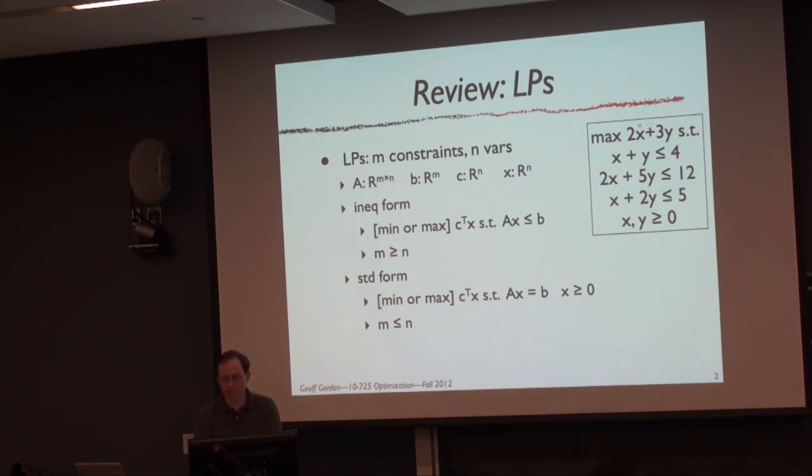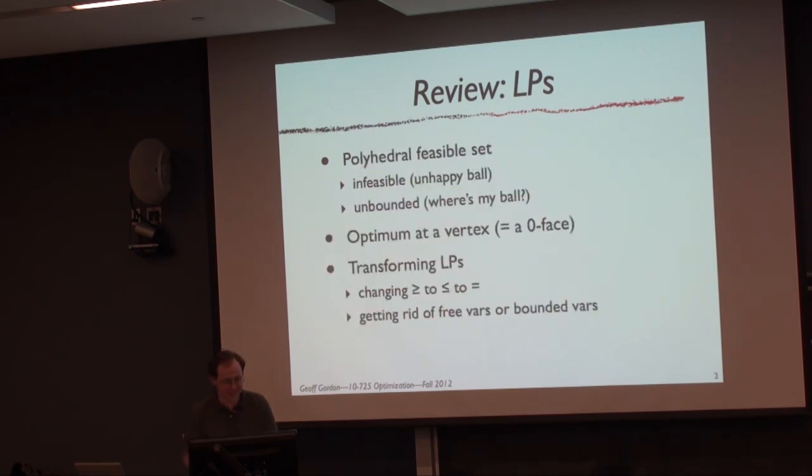Right, maximize 2x plus 3y, subject to x plus y less than 4, and a whole bunch of other constraints like that. All right, so that's a linear program. Sound familiar from last time? Okay, good. What have we learned about linear programs?